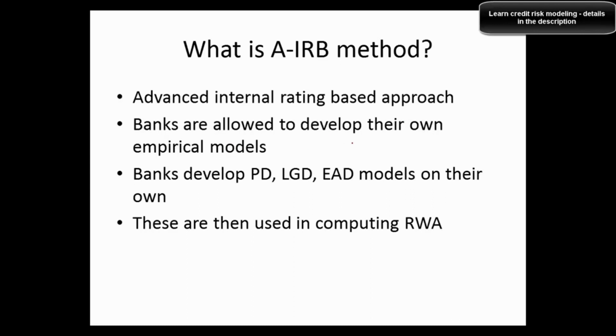So banks are allowed to develop their own empirical models. In the initial Basel regulations, banks were not allowed to build their own empirical models, but later on they were allowed, and that comes under what is known as A-IRB. Banks develop credit risk models such as PD, LGD, EAD models on their own, instead of relying on the direct percentages or estimates from the regulators, which are more deterministic or taken directly from the industry benchmark rather than banks' own data and observations. These are then used for computing the risk-weighted assets.